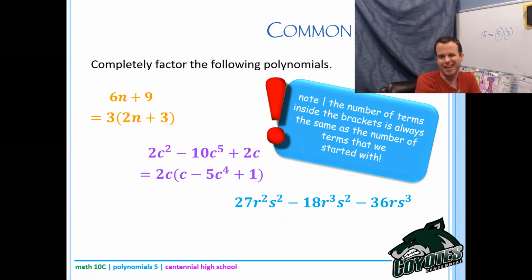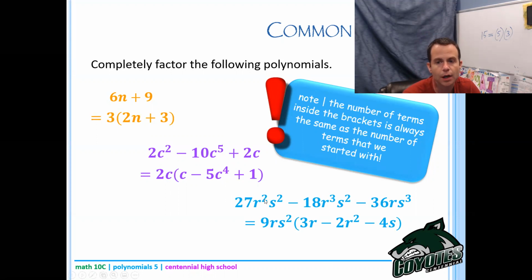I can take a 9 out of all of that. I can take out 1r. There's 1r common from all three. And for s's, there's 2 s's common to all three. So I can take out an s squared. So 9rs squared. And that would leave me with 3r when I divide this guy by my 9rs squared, right? 27 divided by 9 is 3. R squared divided by r is r. And s squared divided by s squared would just give me a 1, which is why it's not there.